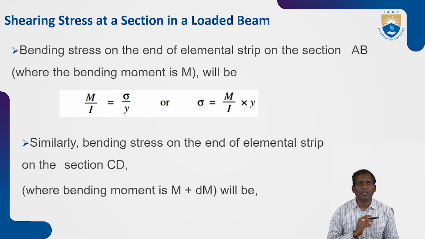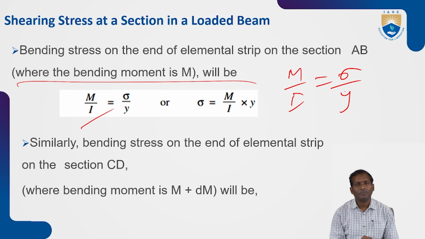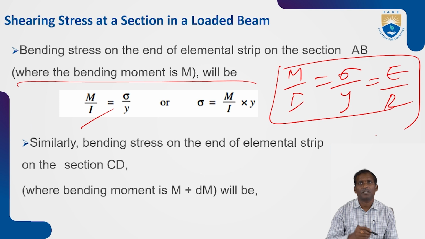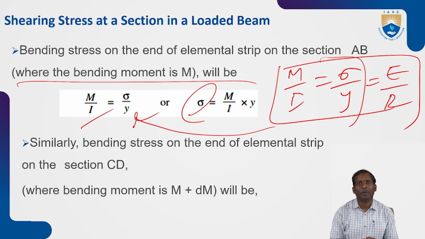Now write down the equation. The bending stress on the end of the elemental strip on section AB, where the bending moment is M. We derived that bending equation in the previous session: M by I is equal to sigma by y, which is equal to E by R. Taking M by I equal to sigma by y, sigma is equal to M by I into y.